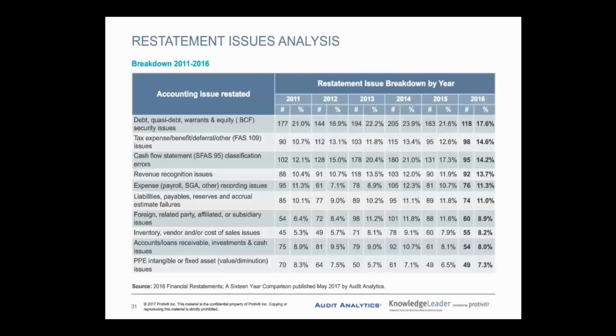And again, what we have here is you can take a closer look, and these are the most popular issues on a year-by-year basis: the number of restatements, the percentage of restatements for each of these top issues. You can really see that in most years, those debt-related issues, in terms of percentage of restatements, have topped out over 17–20% of restatements.